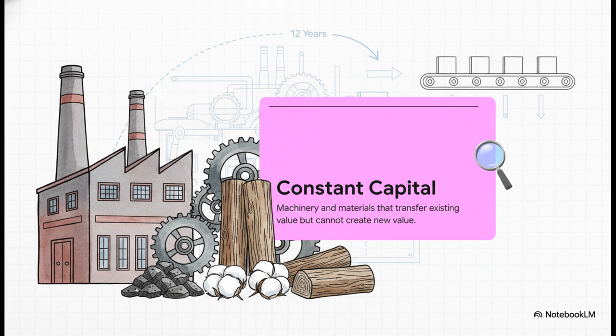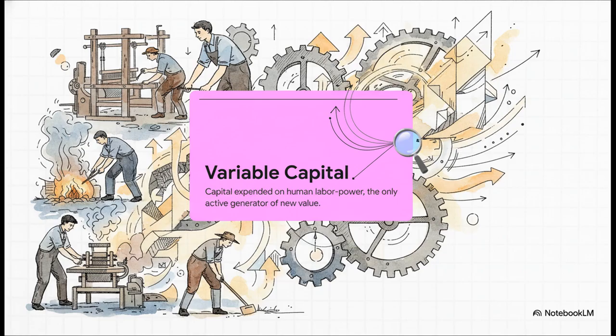Look at it this way. A machine slowly transfers its pre-existing cost into the product as it wears out over the years, say over a 10 or 12-year lifespan, but it never magically multiplies its own value. It simply passes on the exact value of the past labor that it took to build it in the first place. The second category, then, is variable capital.